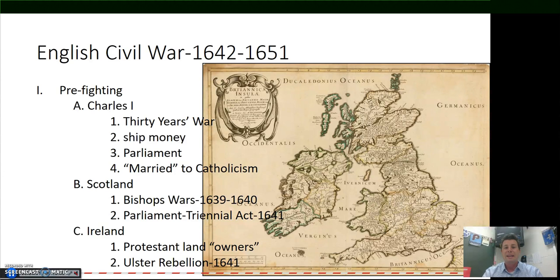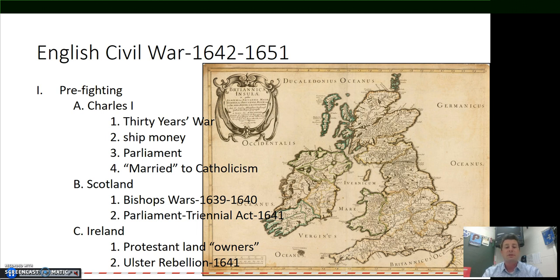In addition to that, he has married a Catholic woman, Mary Anna, and as a result of this, there's an undercurrent that people think maybe there's a bigger conspiracy where Charles is going to turn England back into a Catholic empire. That really frightens the Protestants of England, and they're going to work their hardest to make sure that that doesn't happen.